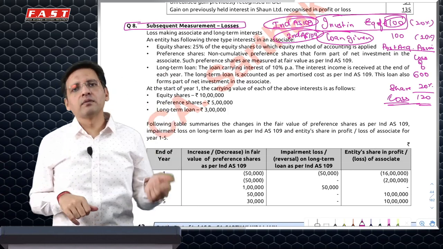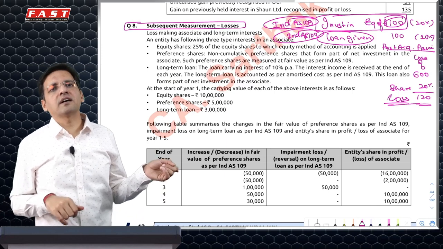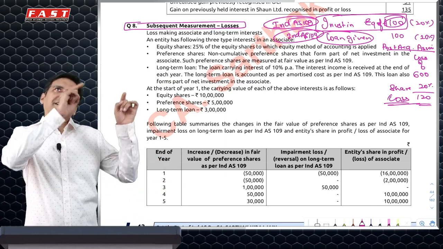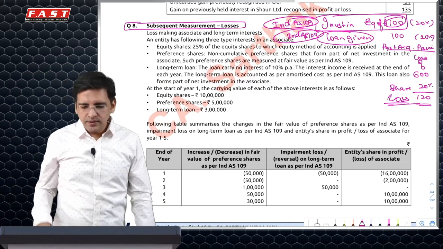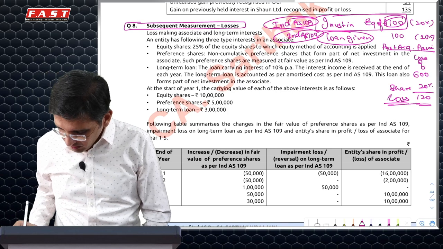However, because here the loan given is also accounted under 109, the standard says you will do first accounting under the respective standard and then you will do this accounting of allocation of loss. So in this particular question, what has happened now? Let's come to the question.